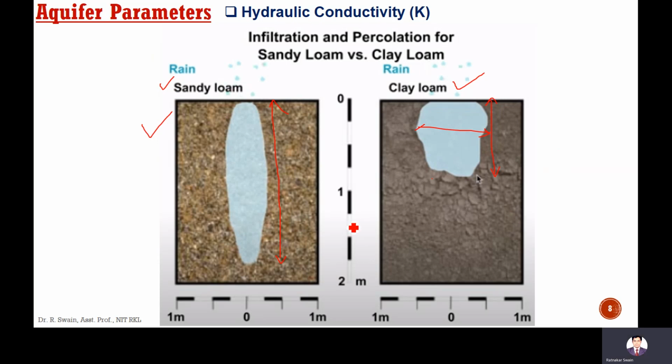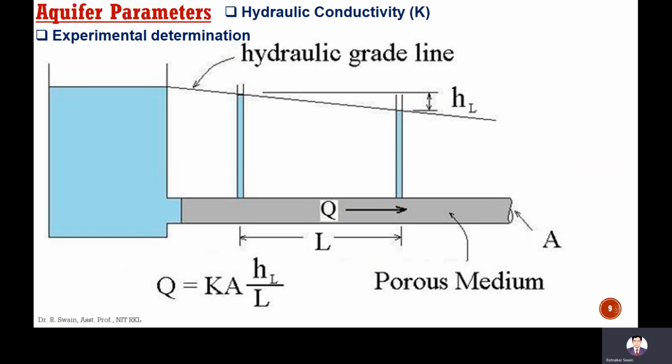This is a typical example where hydraulic conductivity can be differentiated between sandy and clay soil. Next is the experimental determination: how experimentally you can find this hydraulic conductivity.